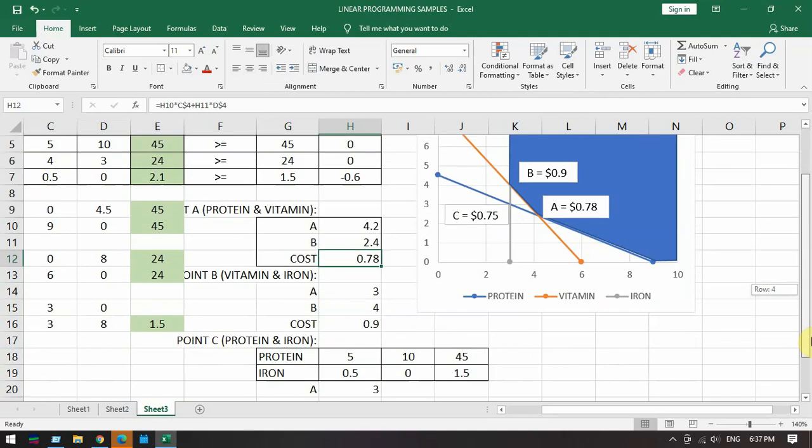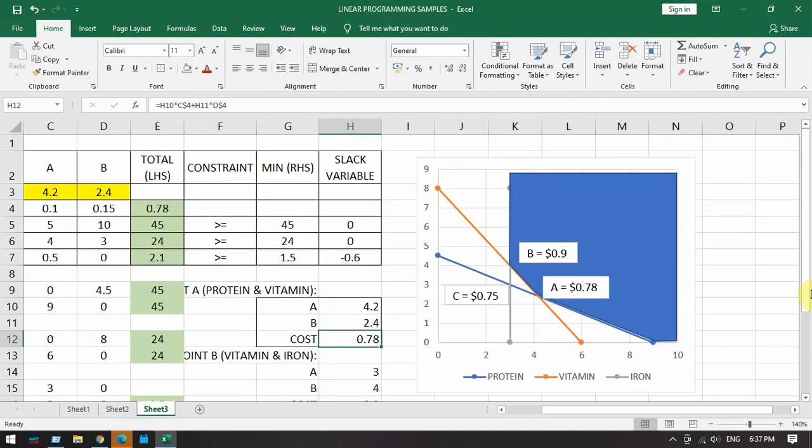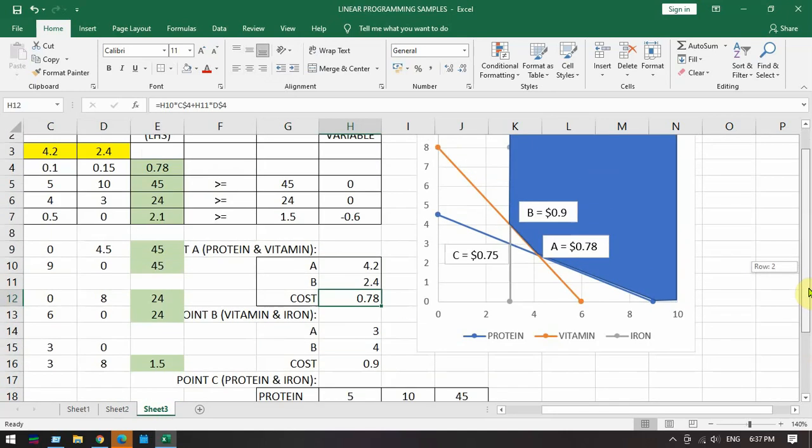Again, even if we use solver, we still need to solve our graph in this way. And this is it.